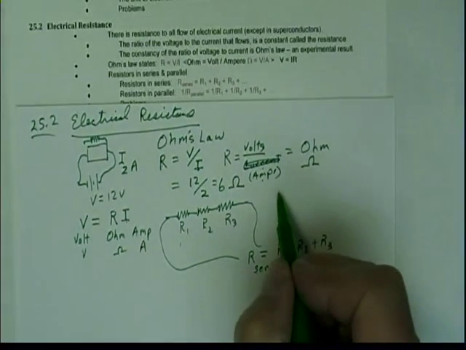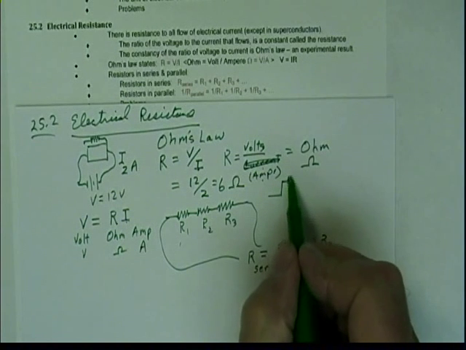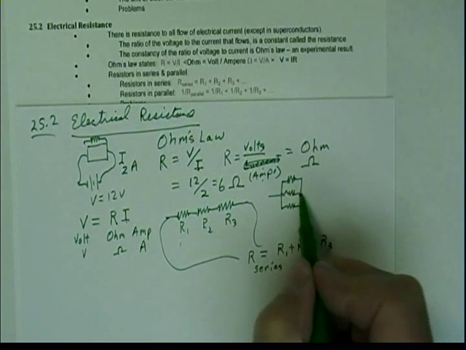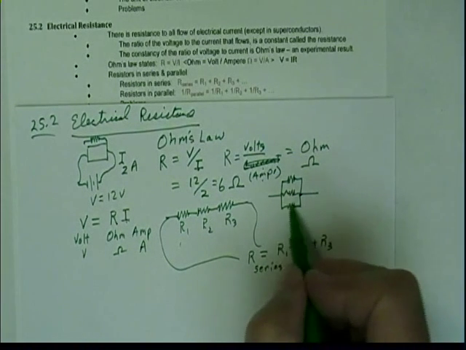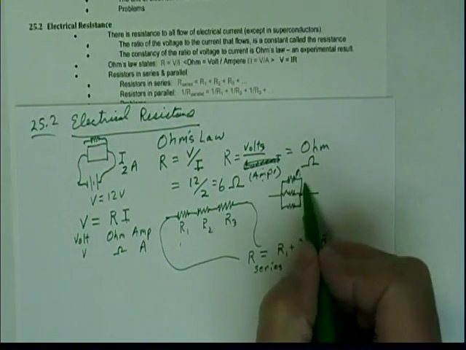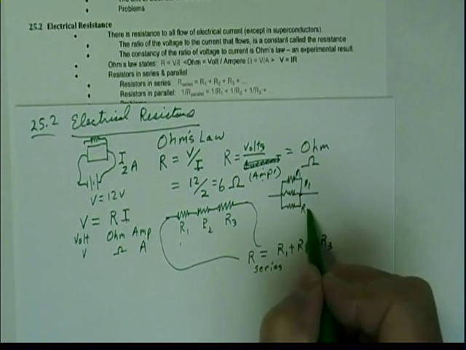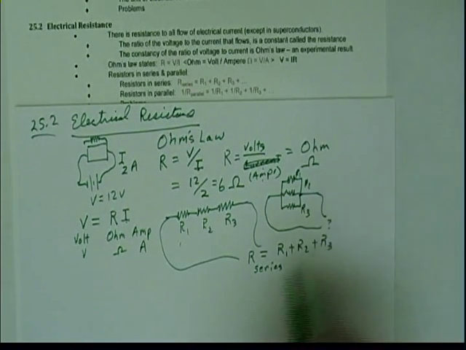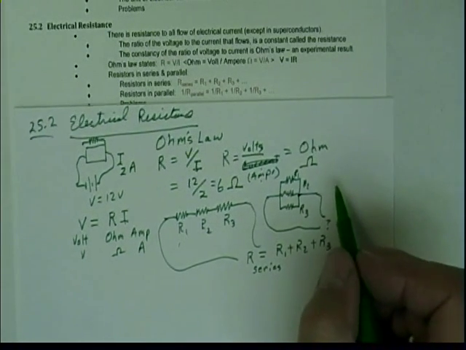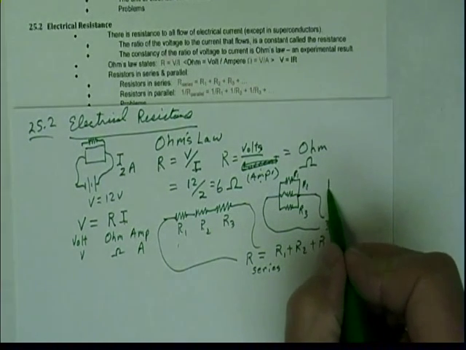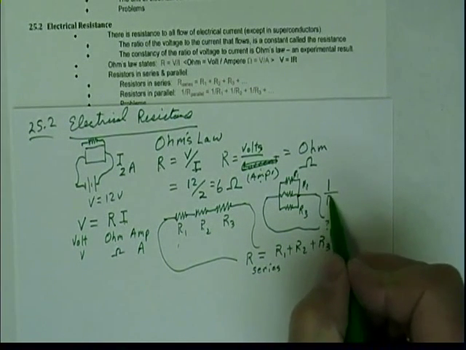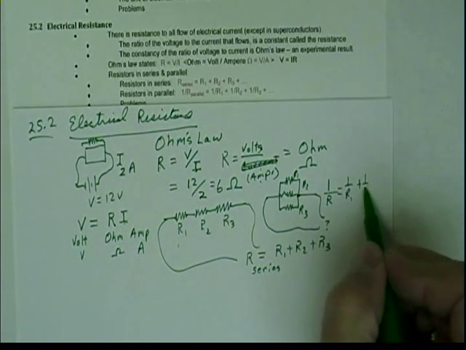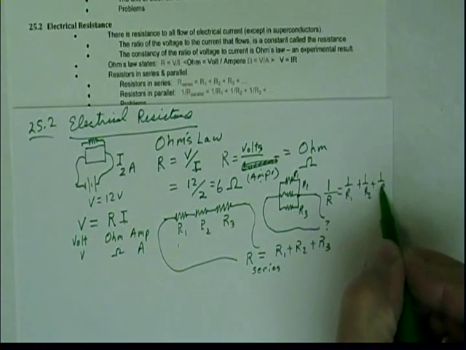If, however, they're connected in parallel, so that we have a resistor here, and a resistor here, and if this is R1, R2, and R3, then in fact the resistance of this whole object is given by a formula that's very different, but it's reminiscent of the capacitor formula. 1 divided by the resistance of the whole system is equal to 1 over R1 plus 1 over R2 plus 1 over R3.